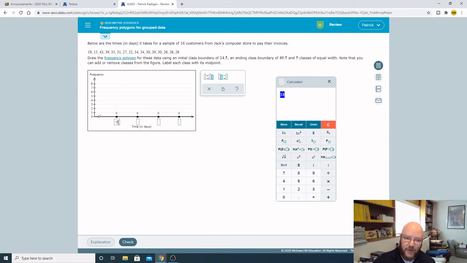That's your class midpoint, okay? So this one's easy. Now, at this point in time, what do we do? Add 7, just like we did with the boundaries. All right, so this one's going to be 25. Add 7. This one's going to be 32. Add 7. This one's going to be 39.